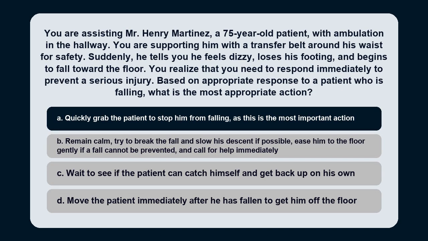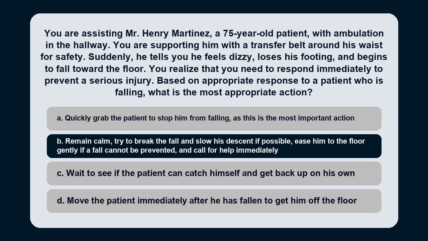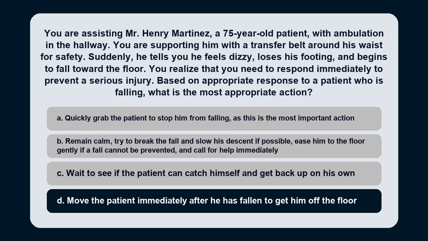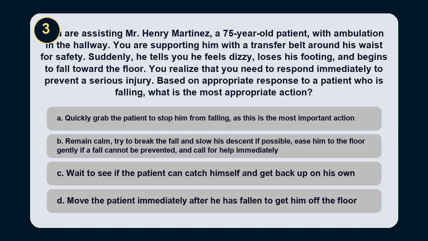Option A. Quickly grab the patient to stop him from falling, as this is the most important action. Option B. Remain calm, try to break the fall and slow his descent if possible, ease him to the floor gently if a fall cannot be prevented, and call for help immediately. Option C. Wait to see if the patient can catch himself and get back up on his own. Option D. Move the patient immediately after he has fallen to get him off the floor.